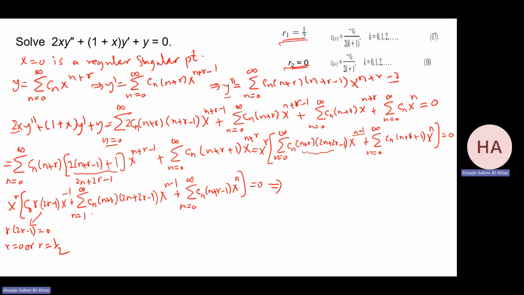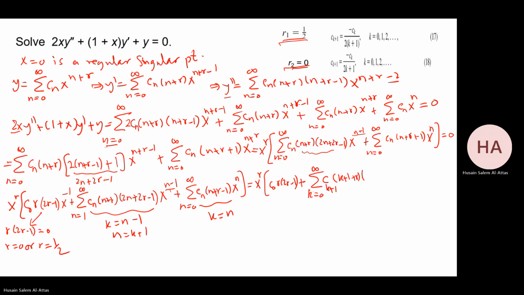I need to do this trick where k equals n minus 1, just to make it equal, and this is k equals n, to fix the powers. I need the same power. So this is x^r. I have c0 r(2r minus 1) plus the summation, k equals n minus 1, meaning n equals k plus 1, so k starting from 0 to infinity. Then n is k plus 1, so I have (k plus 1)(k plus 1 plus r).